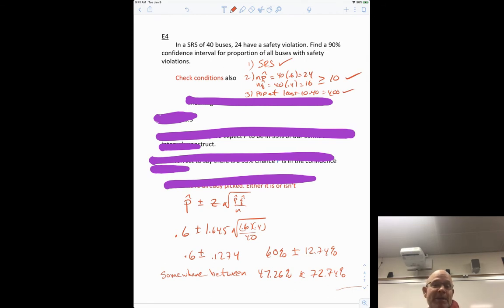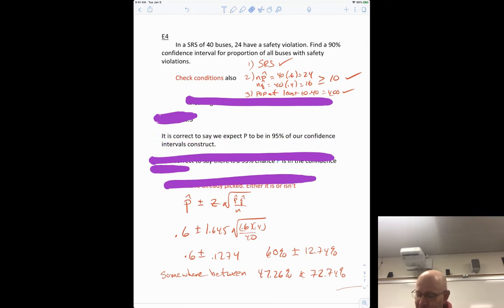So we're going to talk about how we say that. That's all there is to it. It's really quite easy to do, but sometimes the terminology is a little bit weird and people struggle with it. So we're going to talk about what it actually means when we say we think it's somewhere between those two numbers. When I construct this confidence interval, I may be right, I may be wrong. The percentage of buses could be in there, but it might not be.